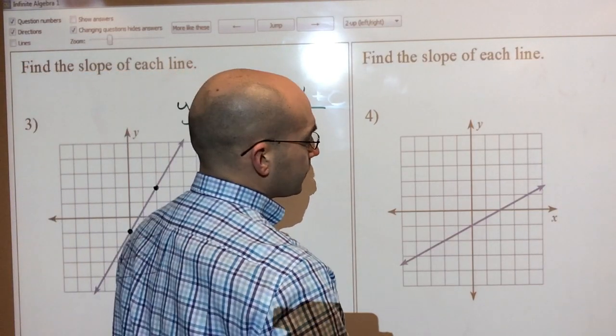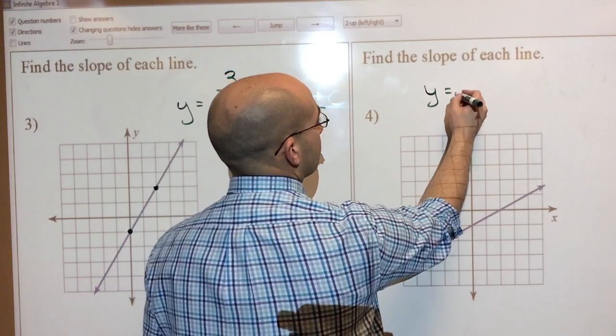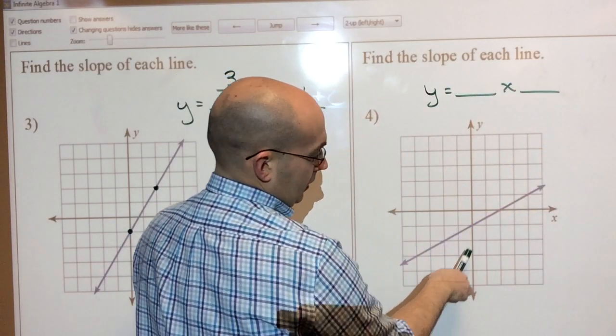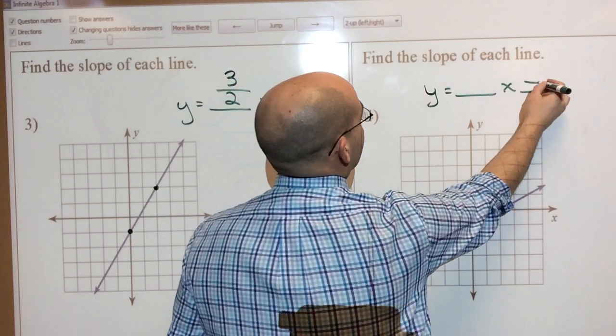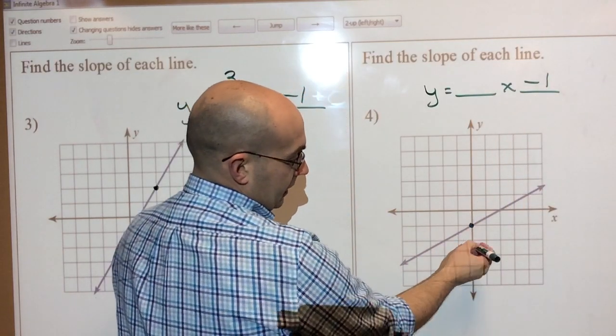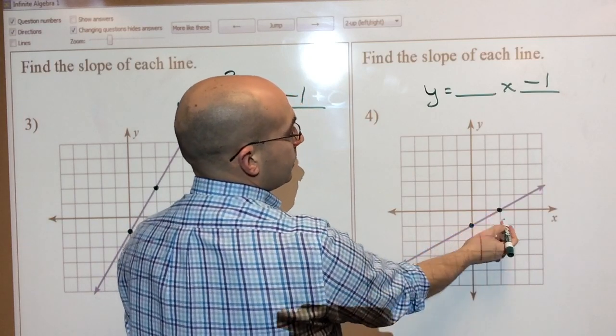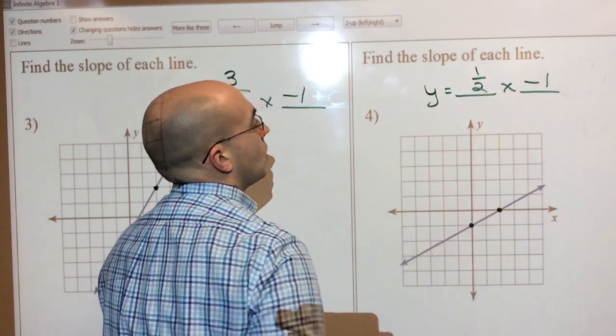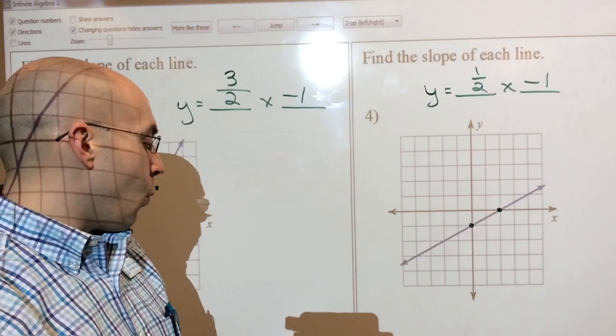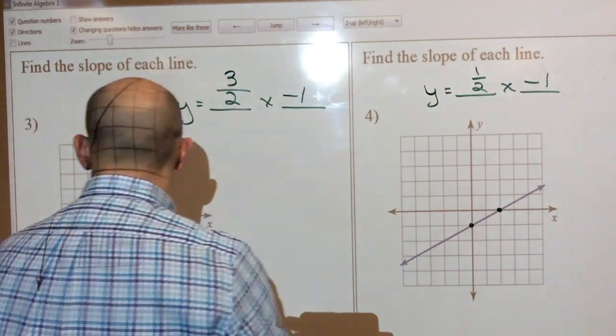Let's go here. Again, y equals blank x blank. It looks like negative 1 again for the y-intercept. I'm going to find another good point. That's not a good point. This is. So I'm going to go up 1 to the right 2. So here's my answer: y equals 1/2 x minus 1. Good. Let's try something else.